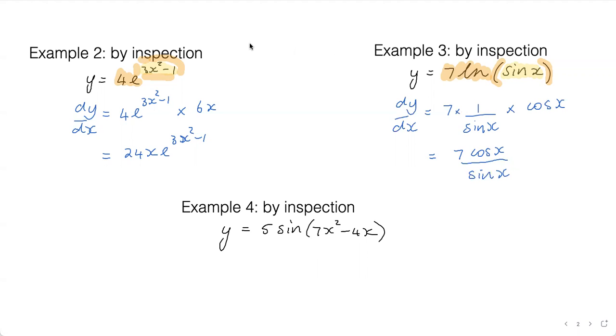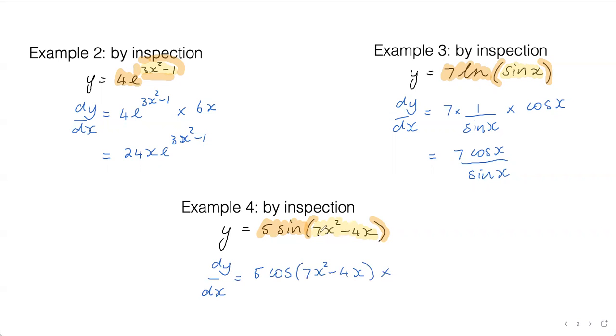Let's have a look at the next one. This time we have 7x squared minus 4x inside, and our outside function is the 5 sine. So once again, I'm just thinking to myself, the derivative of the outside. So the 5 just sits there. Derivative of sine x is cos x. So in this case, sine of this goes to cos of the same thing.